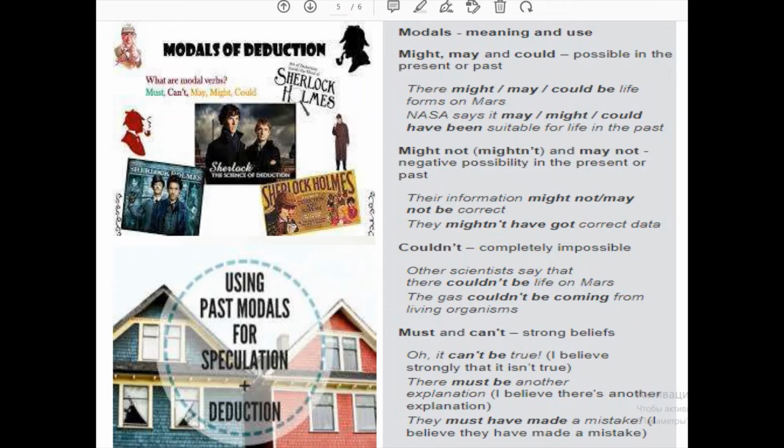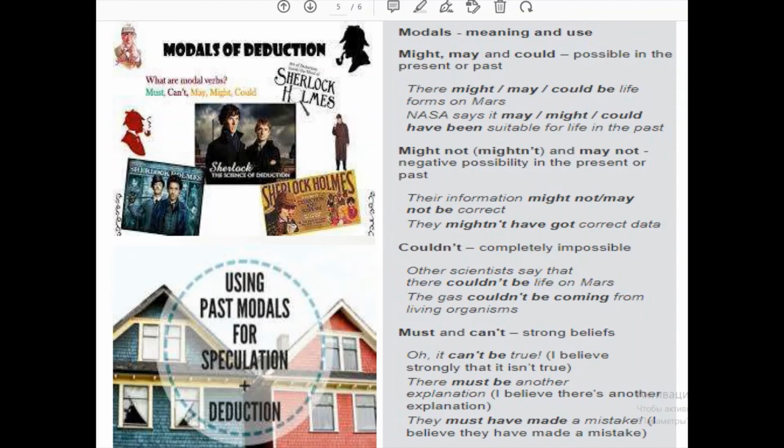So the form of the modals of deduction. Present positive: might, may, could, must plus the infinitive of the verb be or another verb, or the continuous be plus verb plus ing gerund. Then present negative: mightn't, may not, can't, couldn't plus the infinitive of the verb be or another verb, or the continuous be plus verb plus ing gerund.